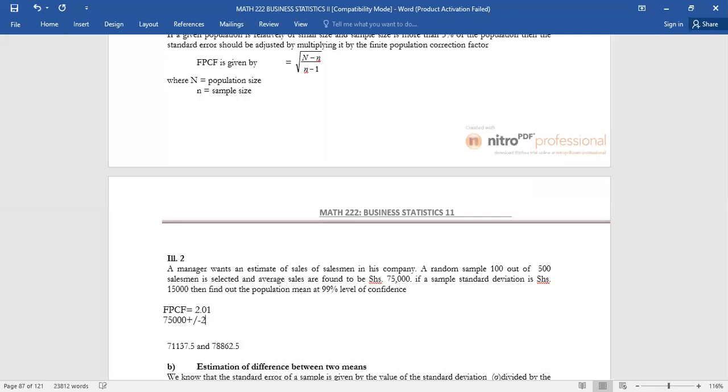So 2.58 into bracket 2.01. I want us to compare the answer. What do you get? Upper limit for the plus.